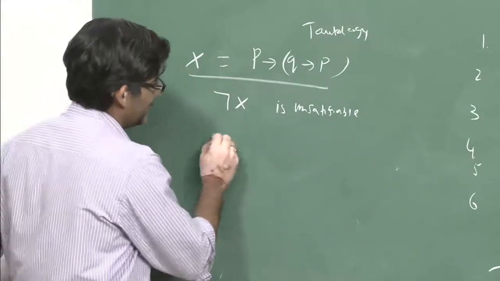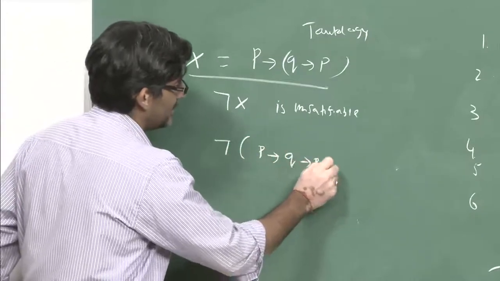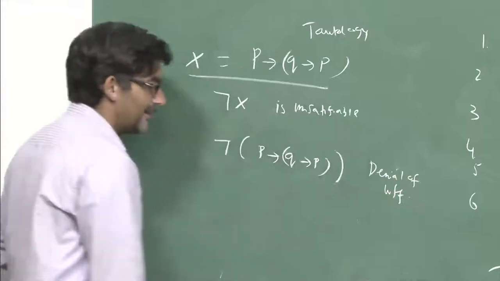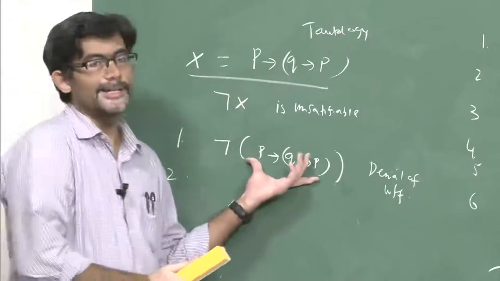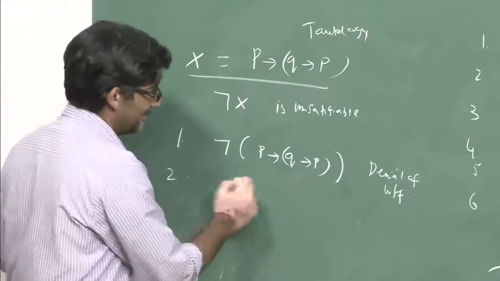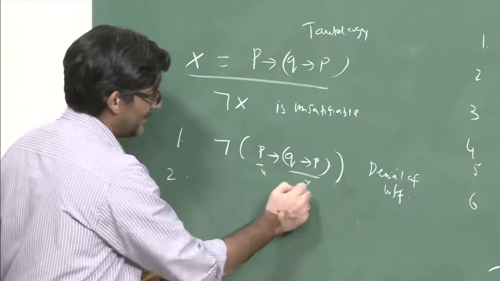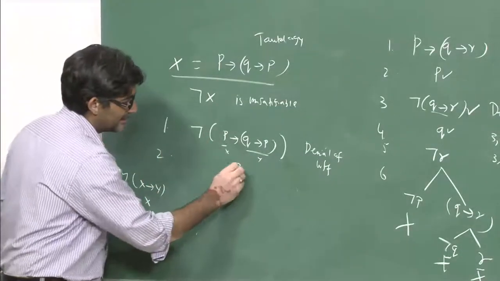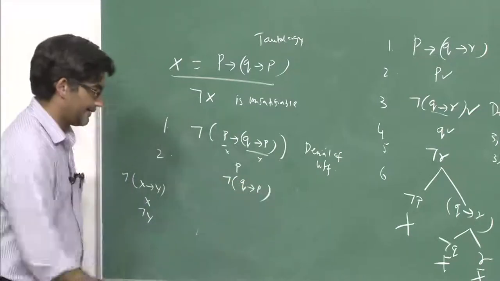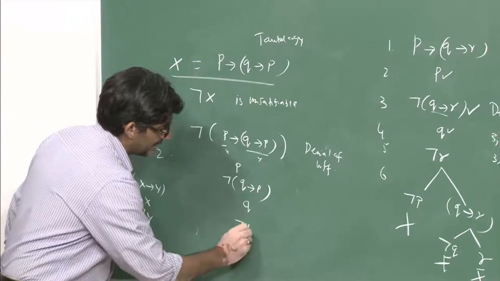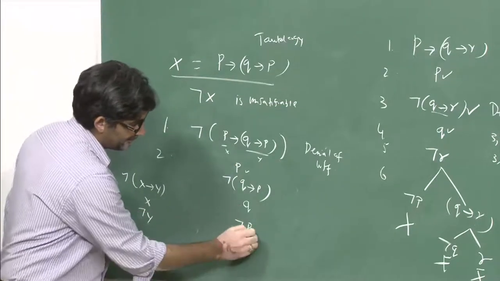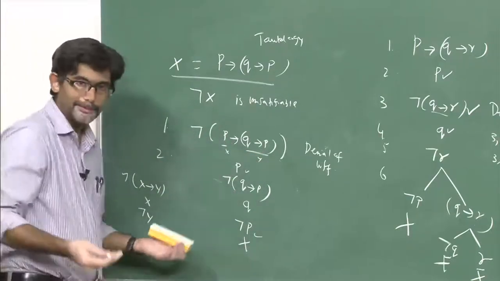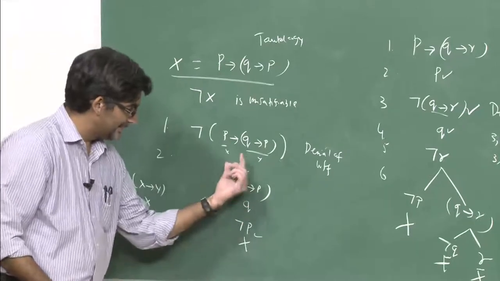So not of X is not of P implies Q implies P. This is the denial of the original well formed formula. This has to be unsatisfiable, that means all the branches should close after applying alpha and beta rules. Now this is one formula, this is another, X and Y. Not of X implies Y is X and not Y. So you construct a tree for this, and this becomes Q implies P, which further reduces to Q and not P. Now you have P here and not P here, conflicting information, so the branch closes. That means the negation of the formula leads to branch closure, all the branches close, there is only one branch here, a path like this.